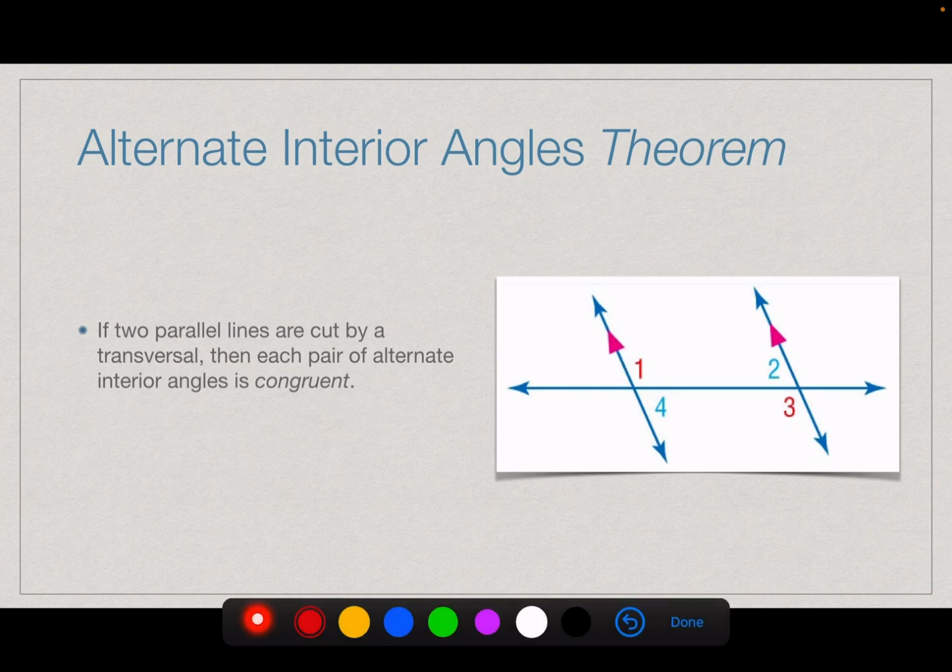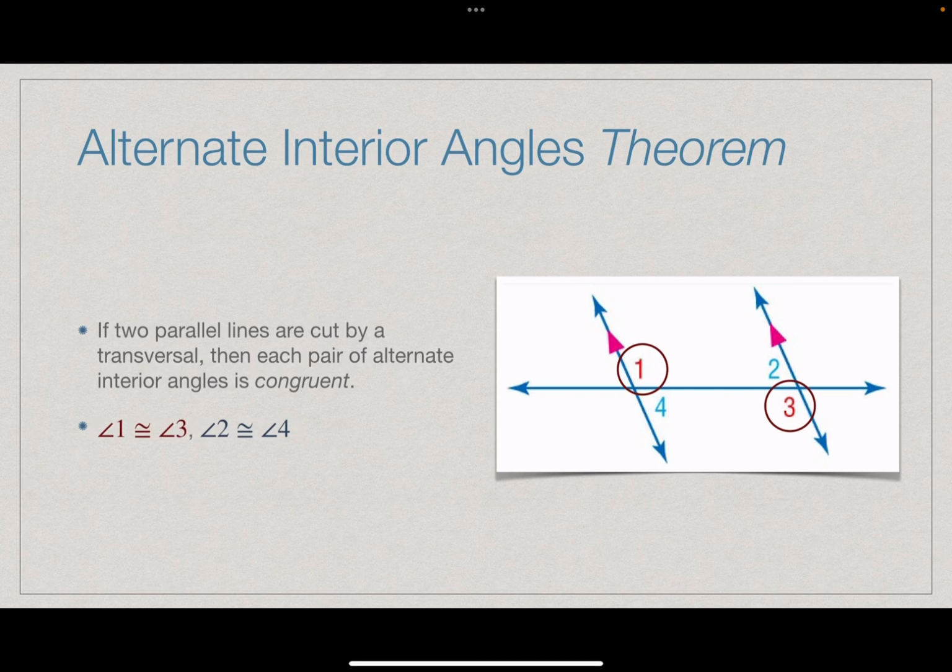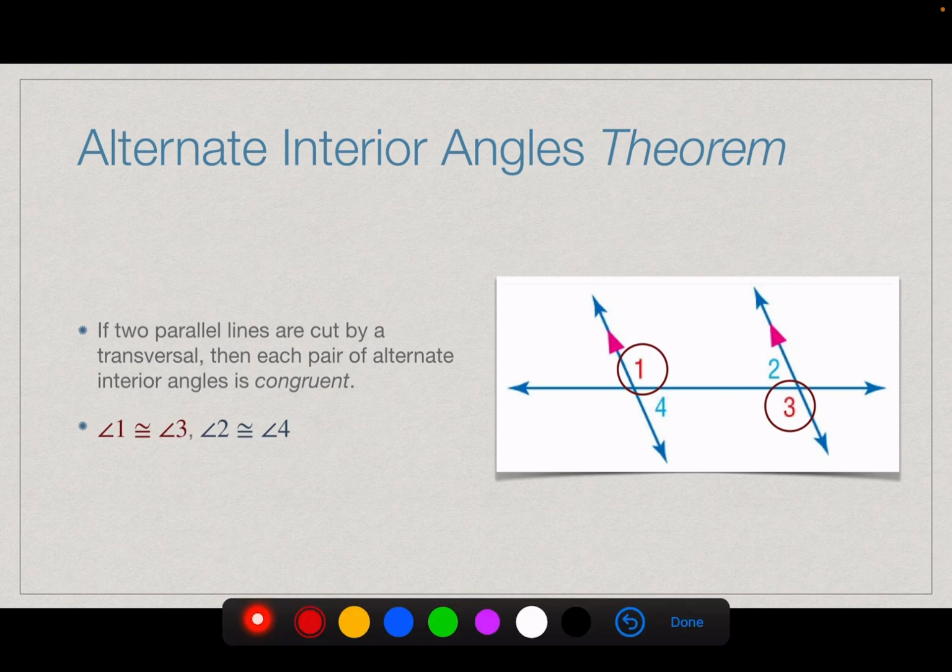So let's take a look at another pairing. We have alternate interior angle theorem. If two parallel lines are cut by a transversal, then each pair of alternate interior angles is congruent. So let's take a look at these alternate interior angles. As you can see, they both look like they're obtuse angles. If they look like they're obtuse angles, then they probably are both obtuse angles, in which case if these lines are parallel, then they are going to be congruent. And so we can also see that angle 2 and angle 4 will also be congruent as well.